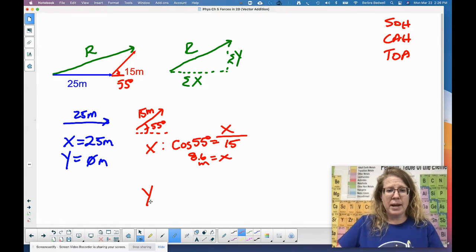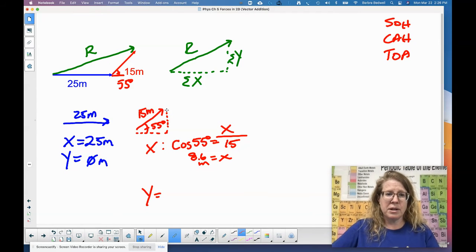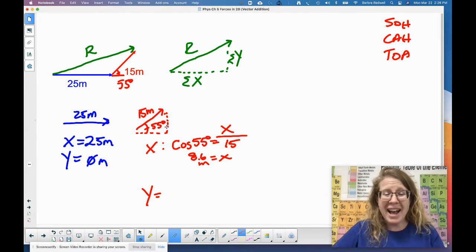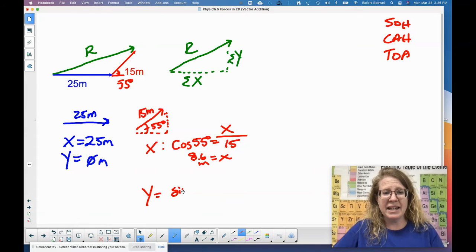Now let's take a look at our y. Okay, our y is this direction. So we know it's going up. This is our opposite side on our triangle. So now we know we're going to use sine instead of cosine, because sine is opposite over hypotenuse. So this would be the sine of 55 degrees equals our y component over 15.